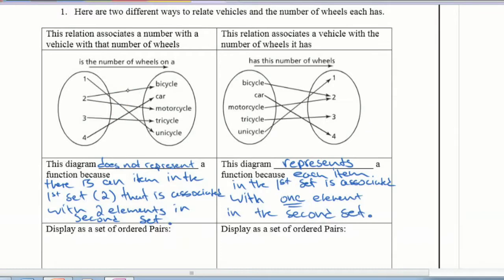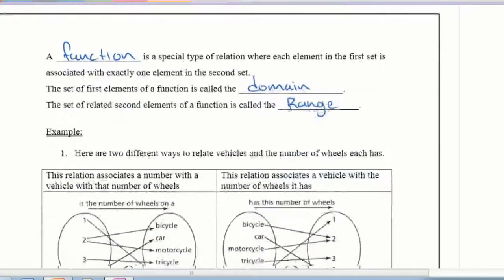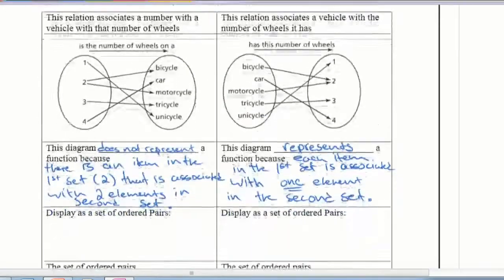The 2 has 2 arrows leaving it, but in the second example, the second column of our table, there's only 1 arrow. So to answer your question, Alex, what if there's no arrows leaving it? A function has to have exactly 1 element in the second set. So if it has no elements in the second set, we're not dealing with a function.